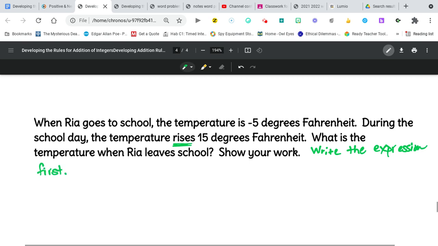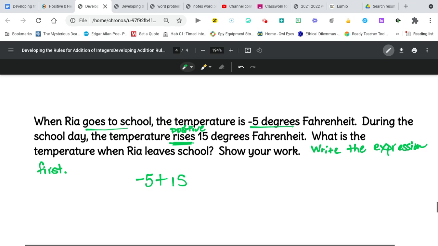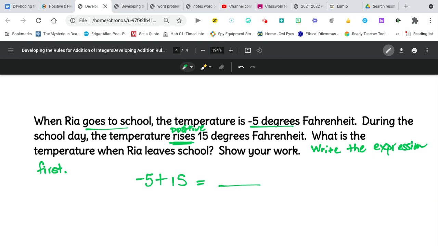So when I say write the expression first, tell me where it starts. Well, when she goes to school, it's negative 5 degrees. I'm going to write negative 5. Plus, now it's either plus a positive number or plus a negative number. But a rise indicates that you're going to be adding a positive number. So go with plus positive 15. And then just apply what you learned about adding integers to figure out what the temperature is going to be when she leaves school.